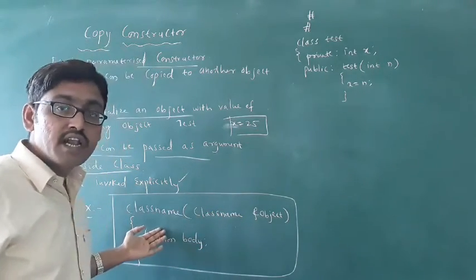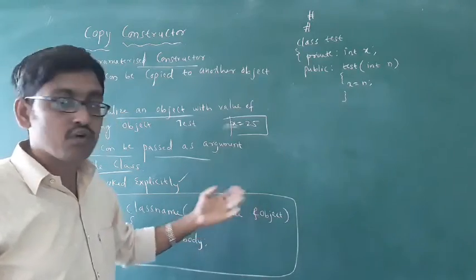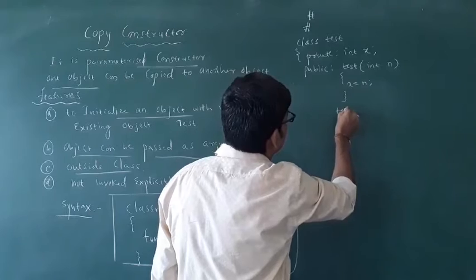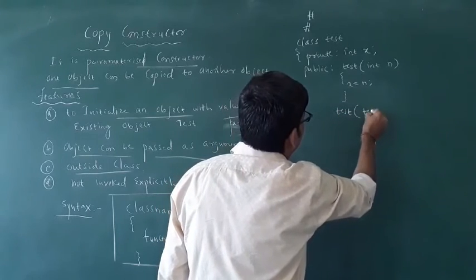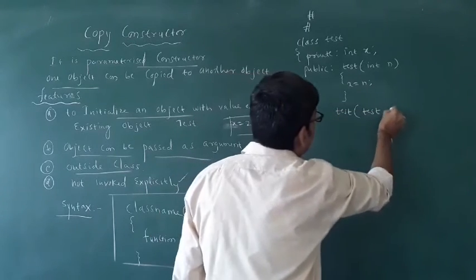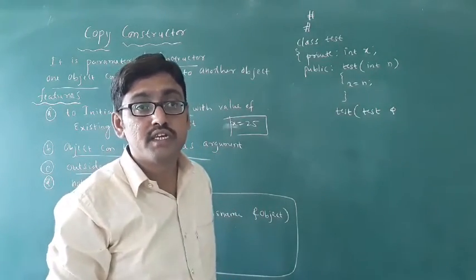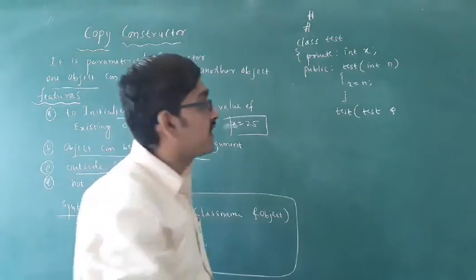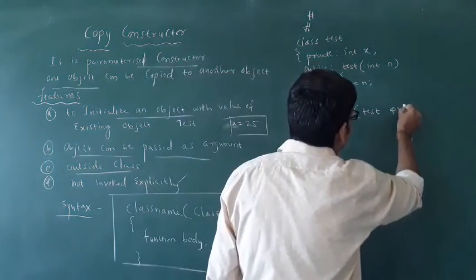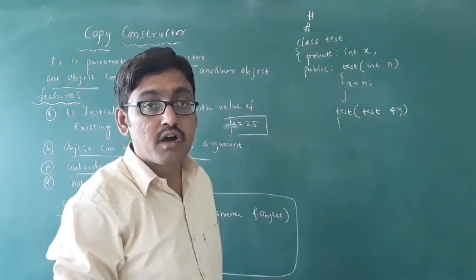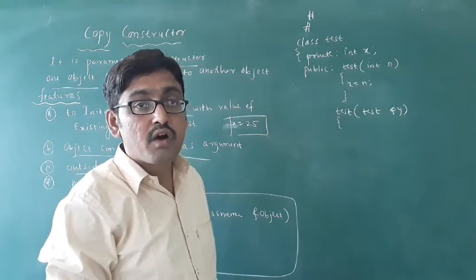The syntax is class name and object. See how to copy: class name, then write Text class name and object. You can take the object name as 1. Now you have to copy. Okay, how to copy this?